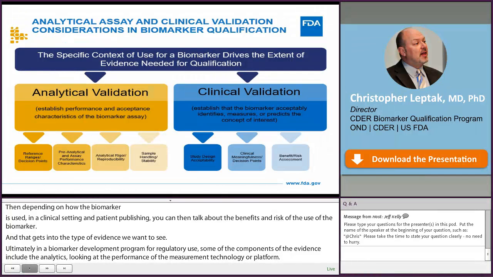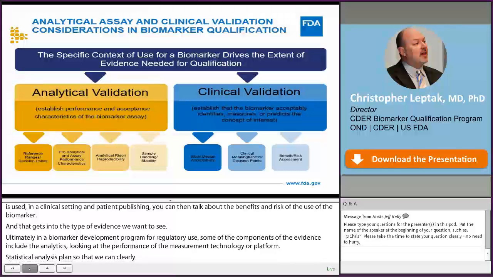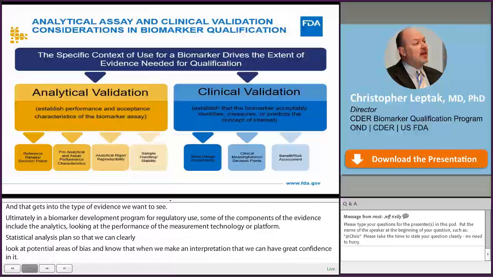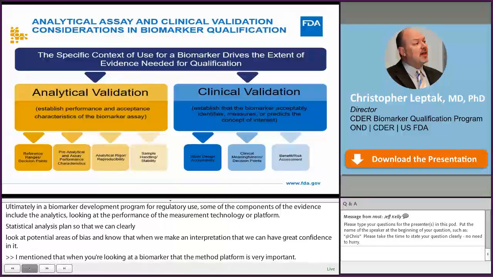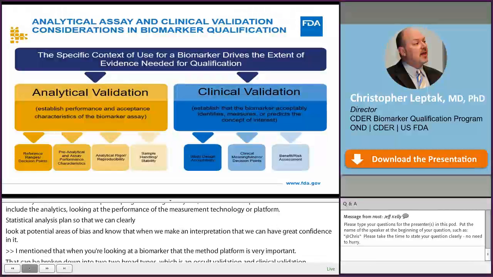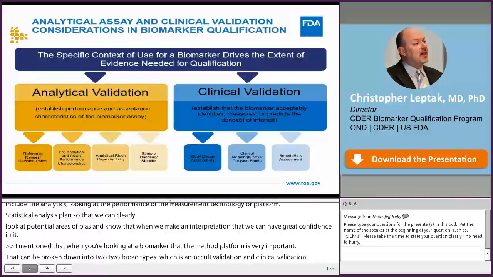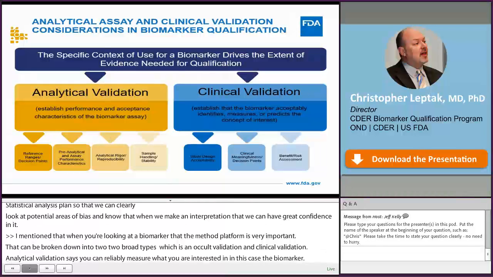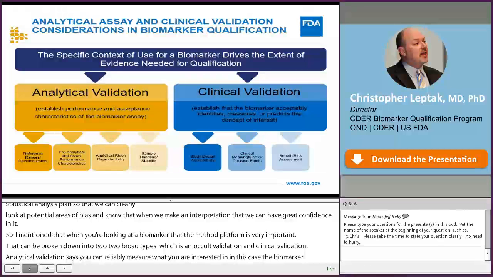I mentioned that when you're looking at a biomarker, the measurement method or platform is very important. That can be broken down into two broad types of information. One is analytical validation, the other is clinical validation. Analytical validation just says that you can reliably and reproducibly measure whatever you're interested in, in our case, the biomarker. The clinical validity is a bit different. It says not only that you can accurately and reliably measure it, but that the measurement and change that you're assessing has biologic or clinical meaning. So both of those, the analytic and the clinical validation pieces, are important.